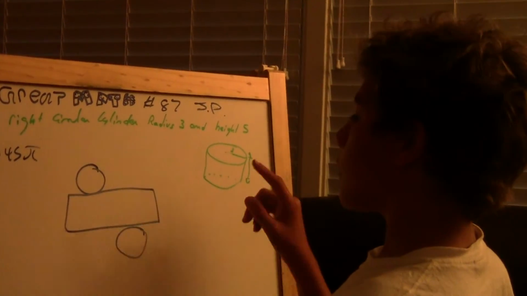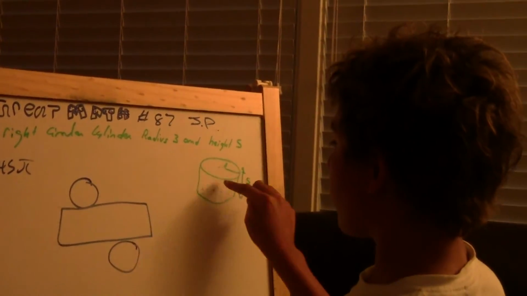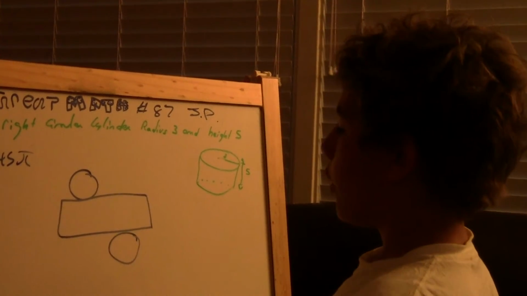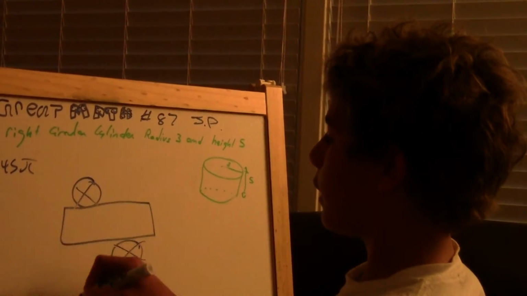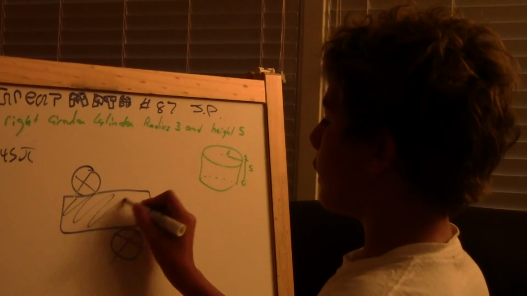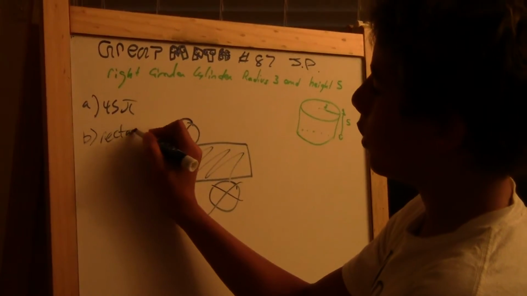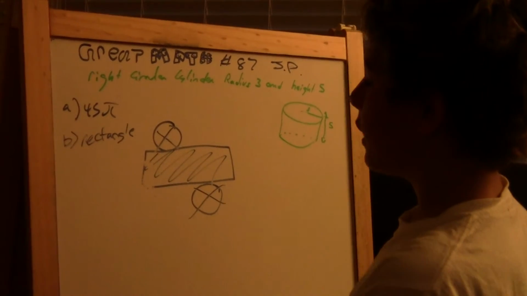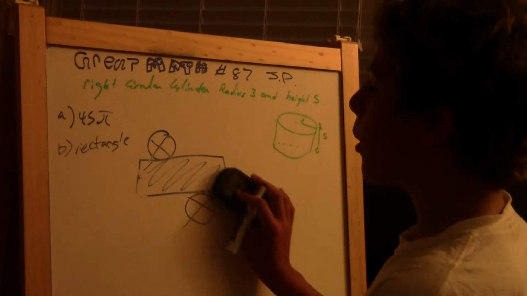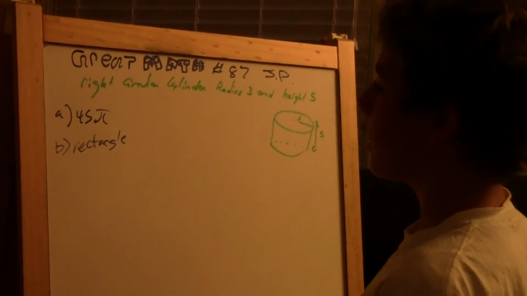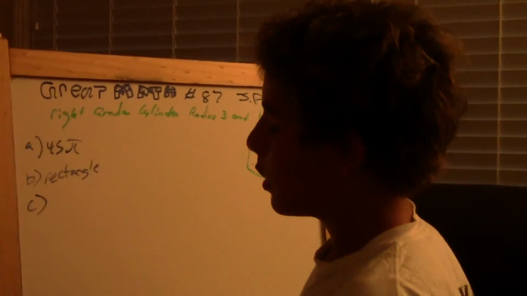But what it meant by cutting was cutting around the rims here, so that doesn't count these. The figure that we get is this rectangle. So B is rectangle. Or in some cases, when it's slanted, it's going to be more like a rhombus, but that'll be for another day.